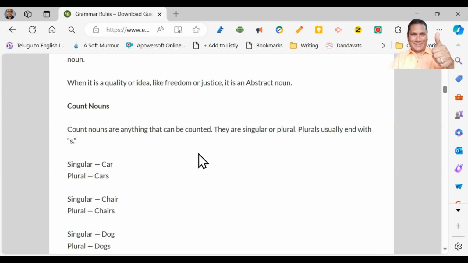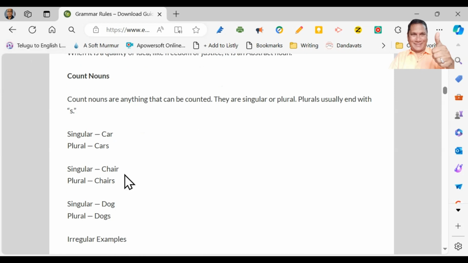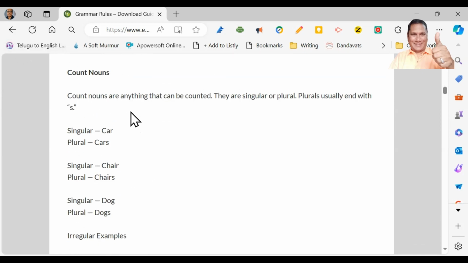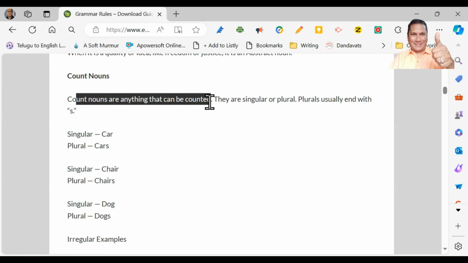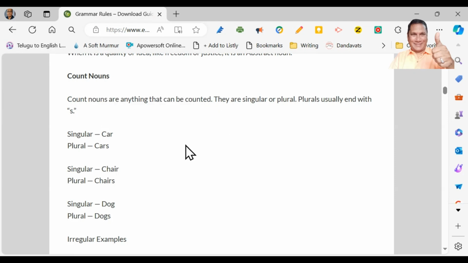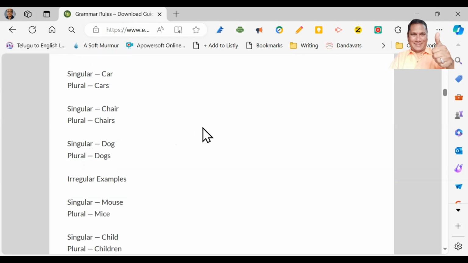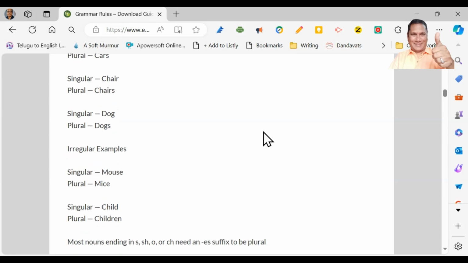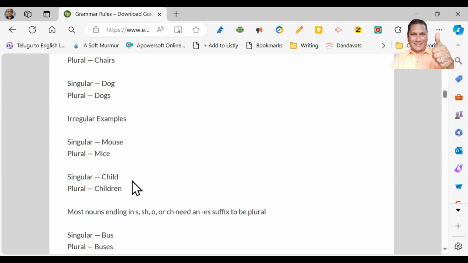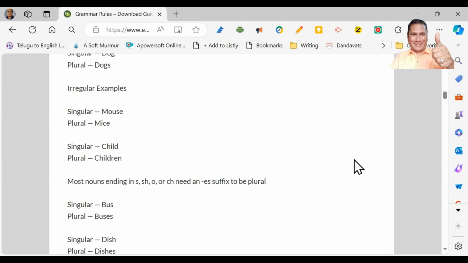Examples given are car, cars, chair, chairs, dog, dogs. These are nouns for which we can get plural nouns by adding just s. And there are some irregular plurals also. For example, mouse, mice, child, children. These are about singular and plural nouns.